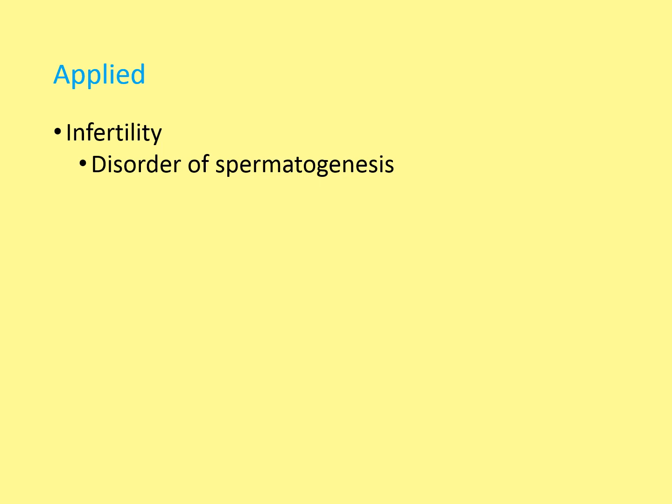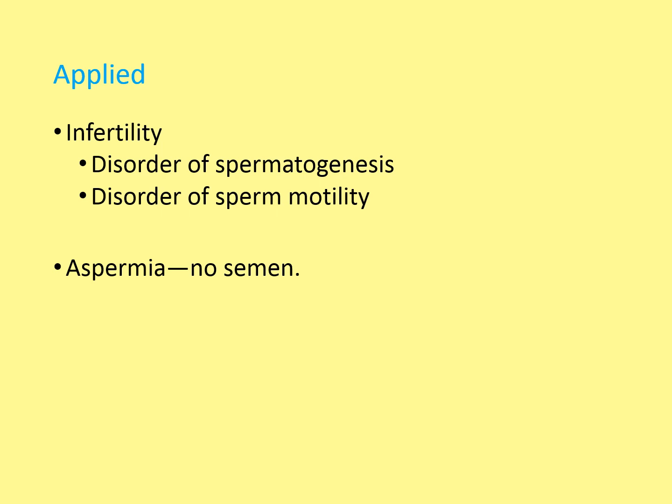Lastly, the applied aspect. Infertility, very important nowadays, is mainly because of disorder of spermatogenesis or due to disorder of sperm motility. Now try to understand certain terminologies. First one is aspermia, meaning no semen. Second is azoospermia.